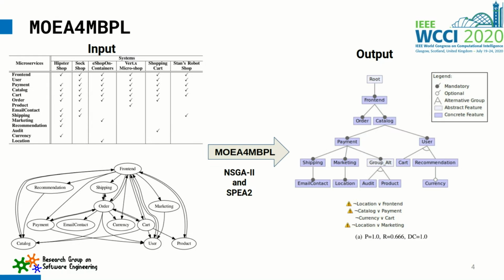Our approach uses multi-objective evolutionary algorithms such as NSGA-II and SPEA2, and it has as output a feature model, that is a tree-like representation of the features of a software product line in a way that you can combine them to derive a product. So it represents how the features are organized and how we can combine them in a new product.